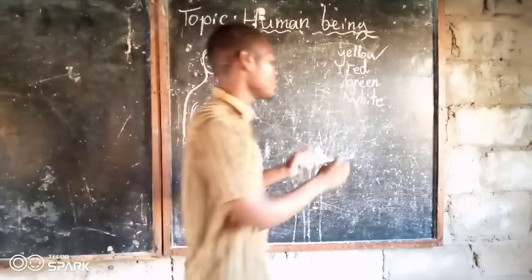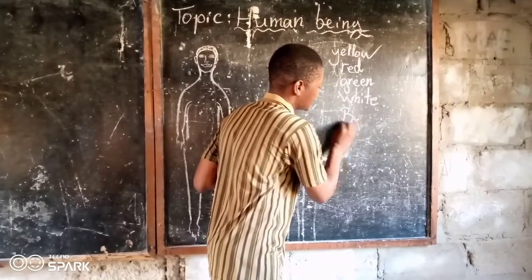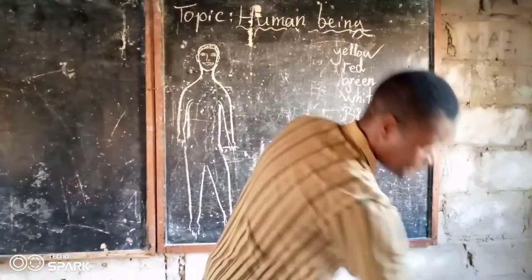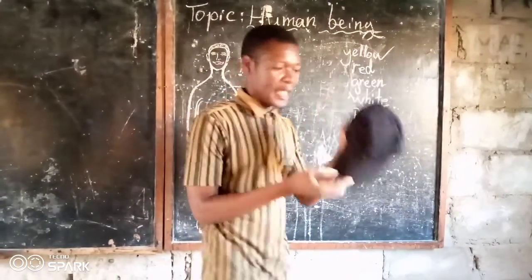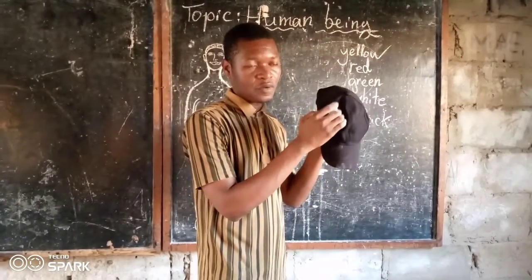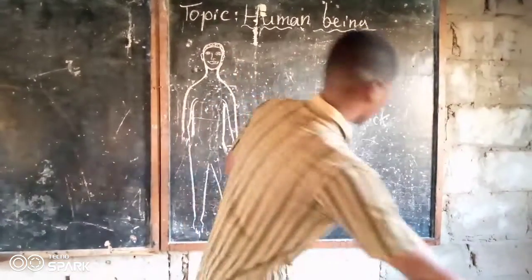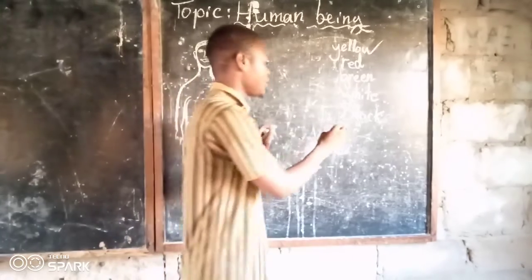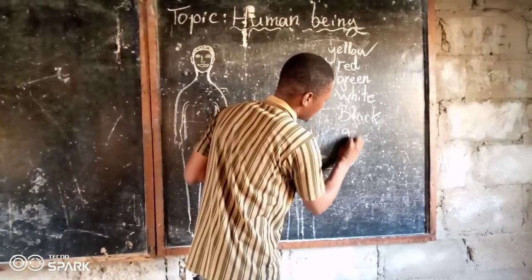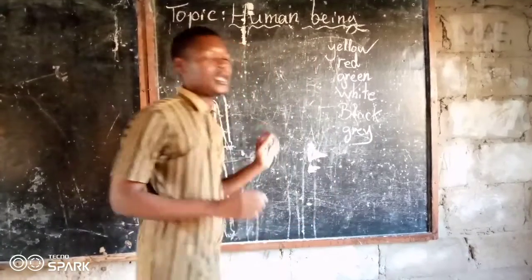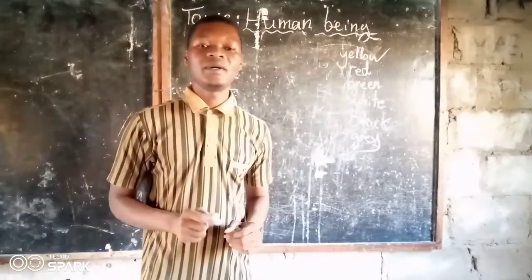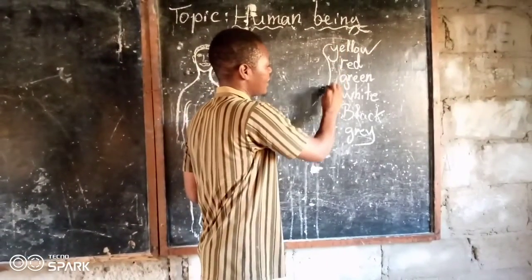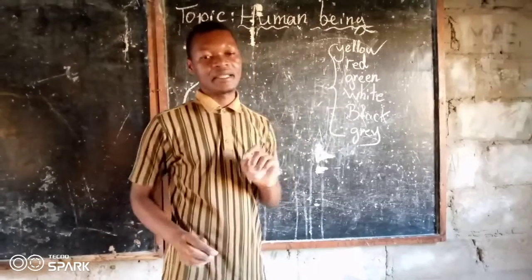What? Black. Thank you. We have black. This is black. The color of this cap is black, right? And then we have another color. Okay, thank you. We have gray. Say gray, gray, gray. Yeah, thank you. So these are the colors that we learned yesterday, right?